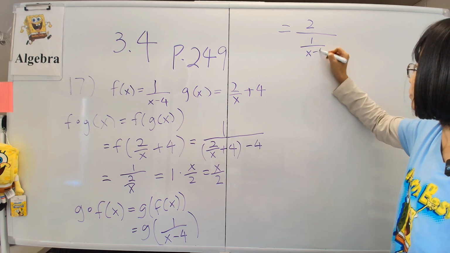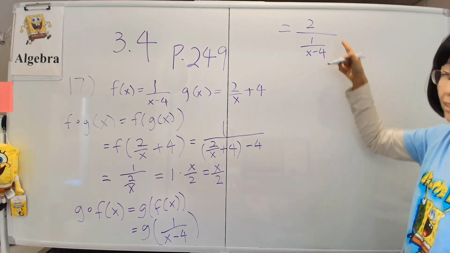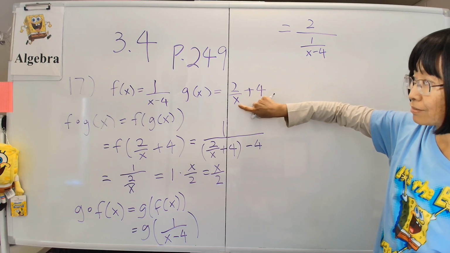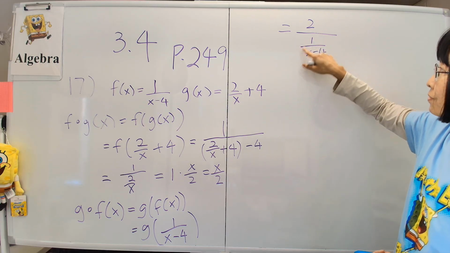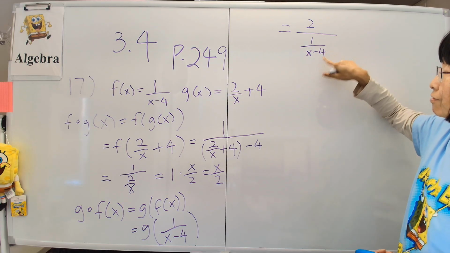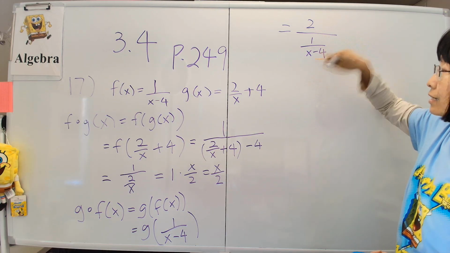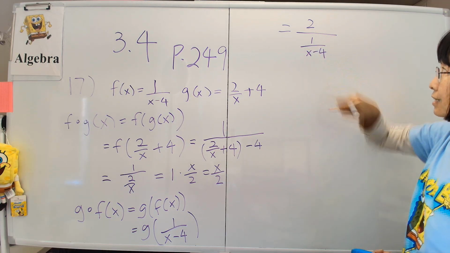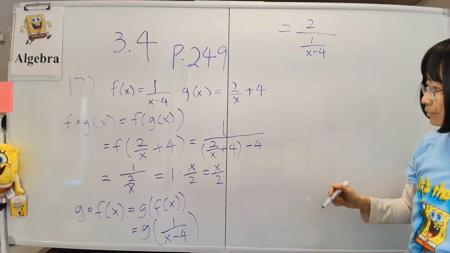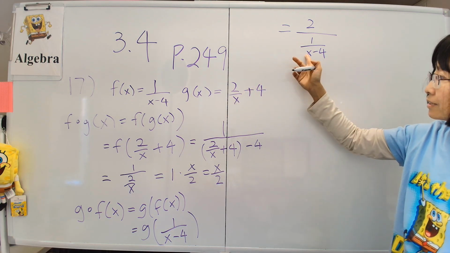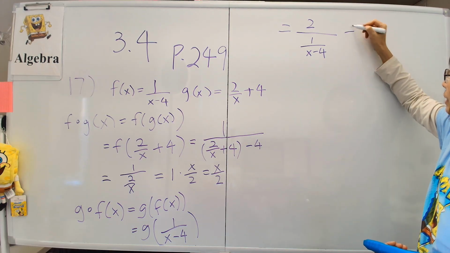x minus 4. Notice this division line is longer, okay, because originally it says 2 over whatever's down there. So there's a longer division. The fact that this happens to be a fraction changes nothing. It's 2 divided by everything that's down here. So it's a longer division line than this. And so, having said that, keep going: it's 2 over the input, plus 4 over here.